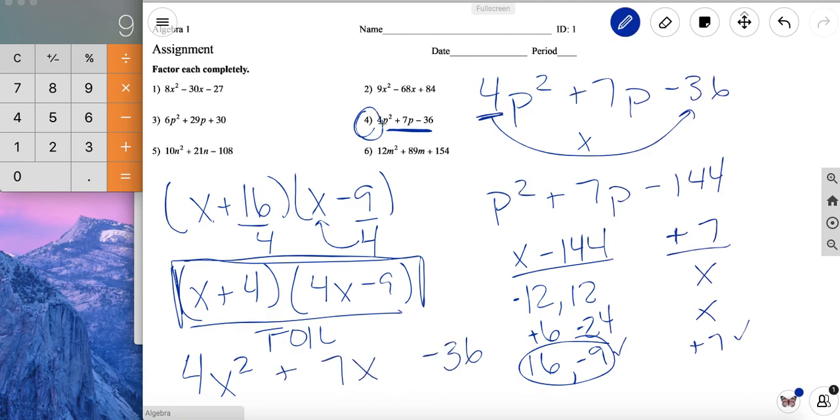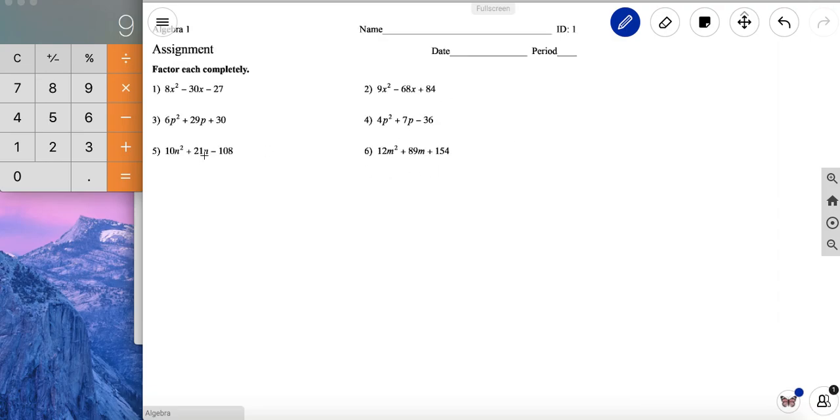Is this what I have? Yes, it is. Okay. Whew. All right, number 5.